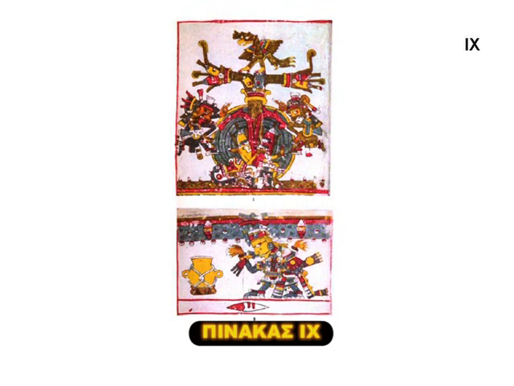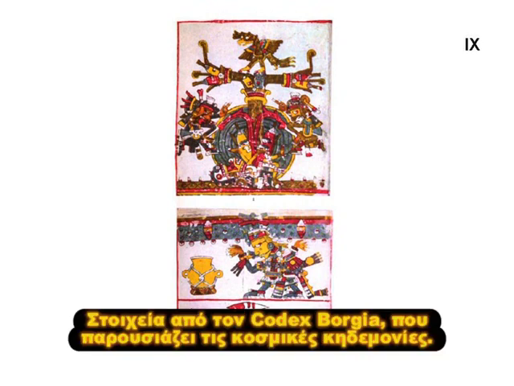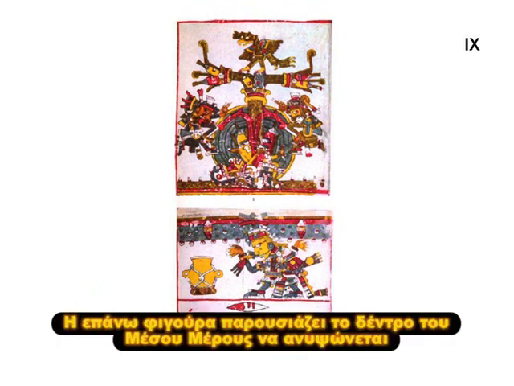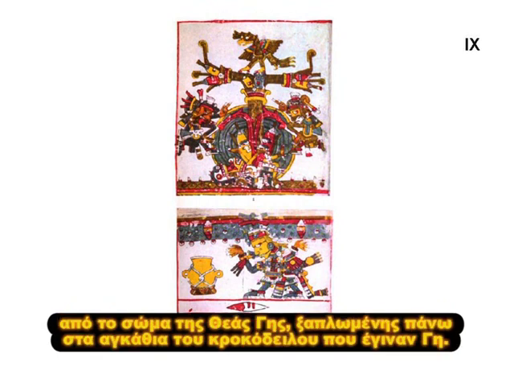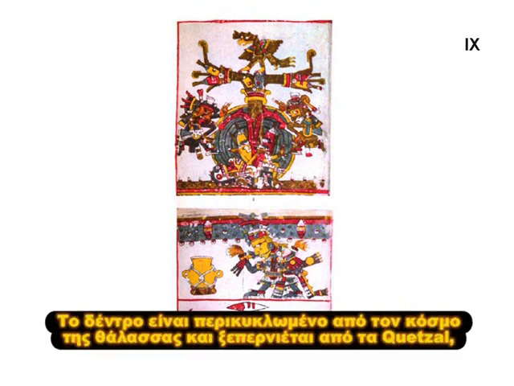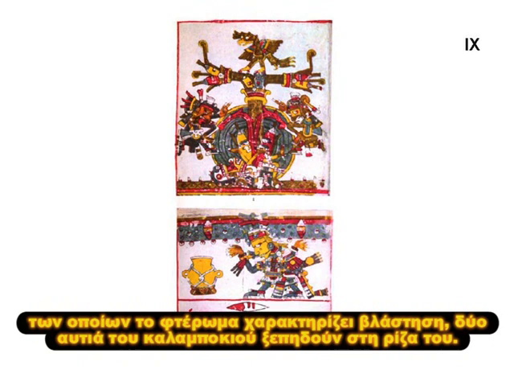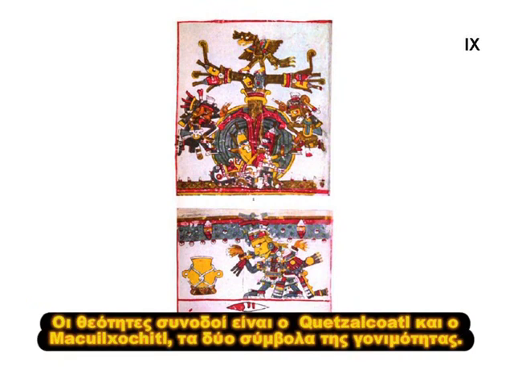Plate 9. Figures from the Codex Borgia, representing cosmic tutelaries. The upper figure represents the tree of the middle place rising from the body of the earth goddess, recumbent upon the spines of the crocodile from which earth was made. The tree is encircled by the world sea and is surmounted by the Quetzal, whose plumage typifies vegetation. 2 ears of maize spring up at its roots. The attendant deities are Quetzalcoatl and Macuilxochitl, both symbols of fertility.